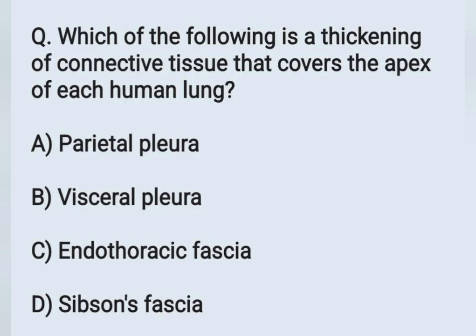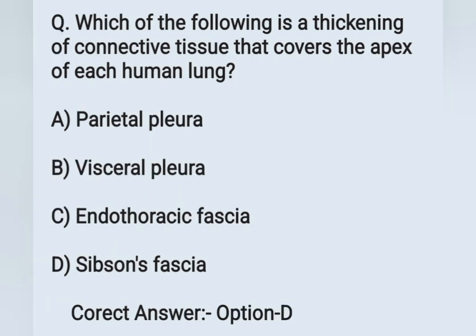Move on to the next question. Which of the following is a thickening of connective tissue that covers the apex of each human lung? Options. Option A, parietal pleura. Option B, visceral pleura. Option C, endothoracic fascia. Option D, Sibson's fascia. A thickening of connective tissue that covers the apex of each lung is Sibson's fascia. Option D is the correct answer.